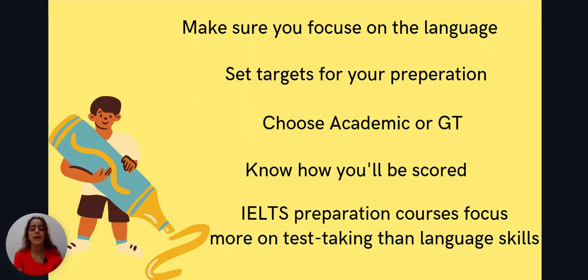The next item is about your module, academic or general training. Which of them do you need to go for? Do you have a choice or not? You have to consult the agency, the university, or wherever you want it for. As I told you previously, if you are going for academic stuff, university pursuits or higher education, you mostly need the academic one. But if you would like to immigrate to other countries, or you would like to get a job offer or so, general training might be the choice. But you have to be sure of that.